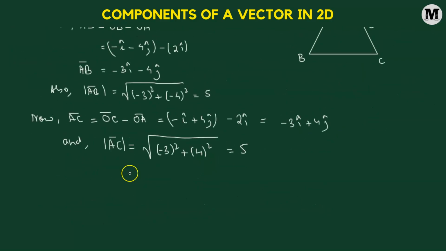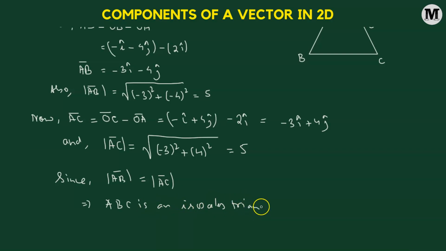So we can say, since the magnitude of side AB equals the magnitude of side AC, this simply tells us that ABC is an isosceles triangle, and this proves the problem.